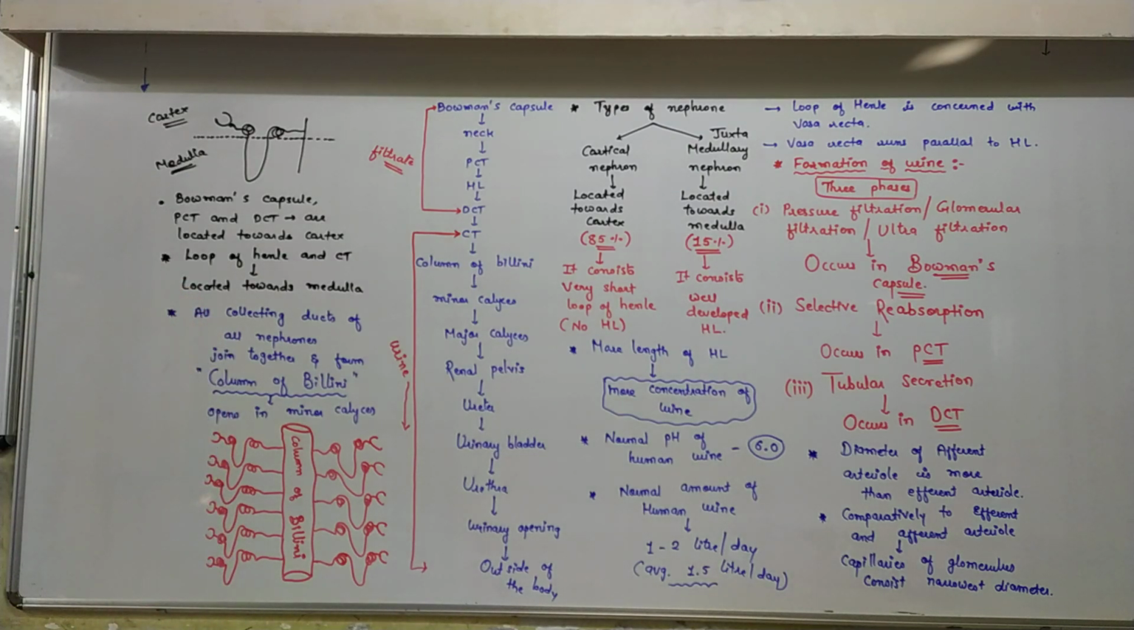You see in the textbook figure 19.4 where it is clearly given. On your left side the afferent arteriole, so that diameter is more than the efferent one. And when you compare both the arterioles, afferent and efferent, see the capillaries present in the glomerulus where diameter is much less compared to afferent and efferent ones.